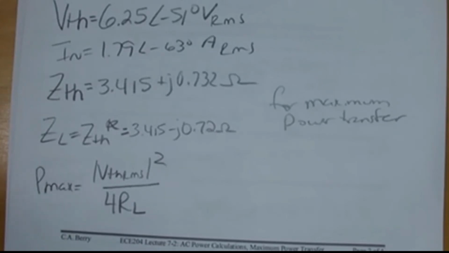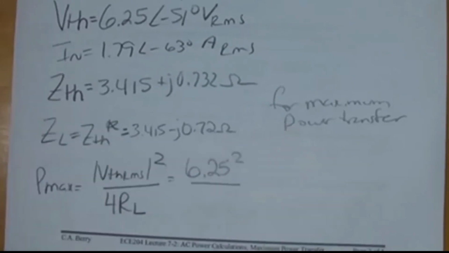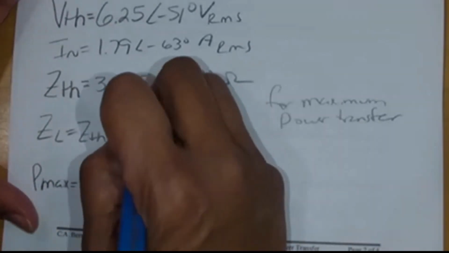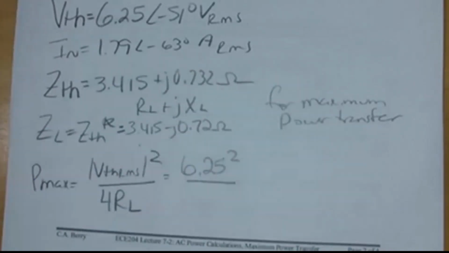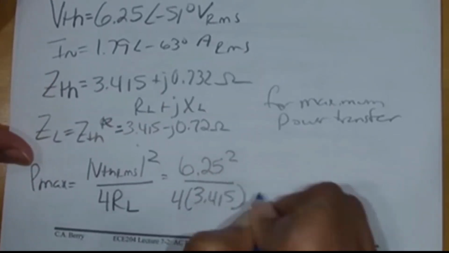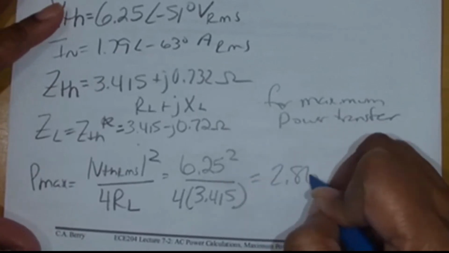Okay, so the magnitude of V Thevenin squared is 6.25 squared. RL is the real part of the load. So this is RL plus jXL, and RL is the real part of the load. So that would be 4 times 3.415. What is P max? 2.86 watts. Very good. Any questions?